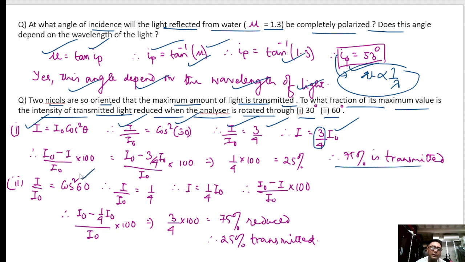Now when it is 60 degrees, it becomes 1/4. That means it becomes only 25%, so 25% is transmitted and 75% gets reduced.